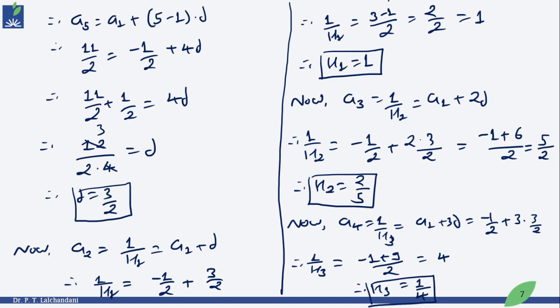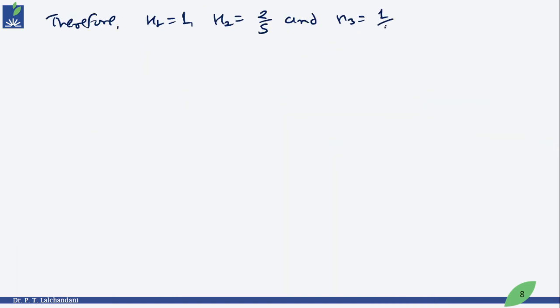Right? So therefore, h1 is equal to 1. What is the value of h2? It is 2 by 5. And h3, that is equal to 1 by 4. These are harmonic means between minus 2 and 2 upon 11, and this is your answer. Okay, this is your answer.